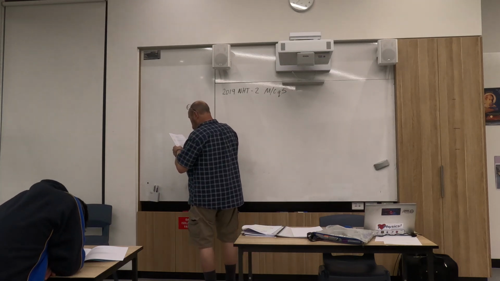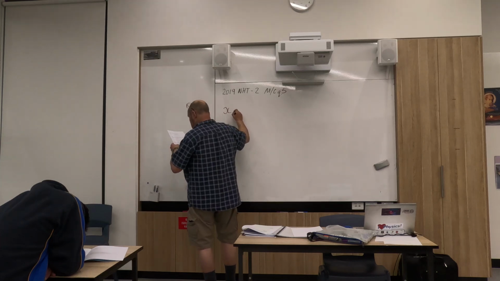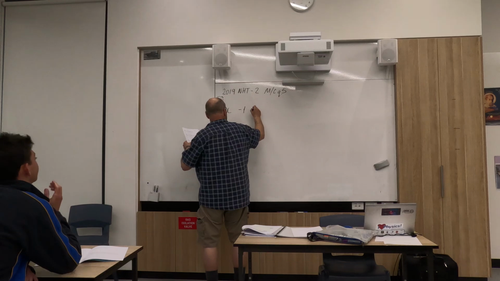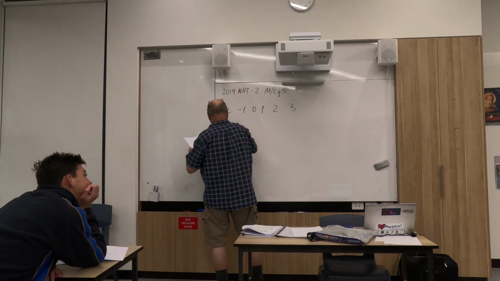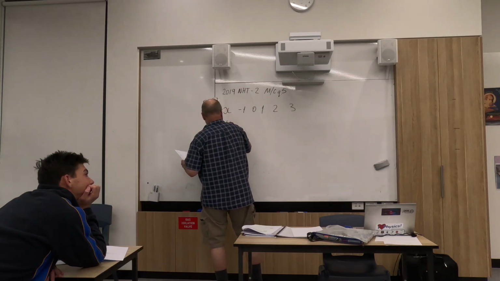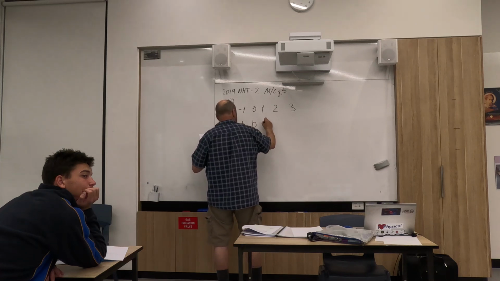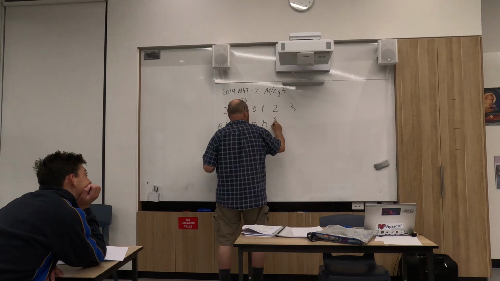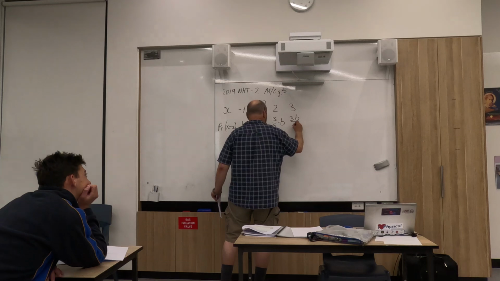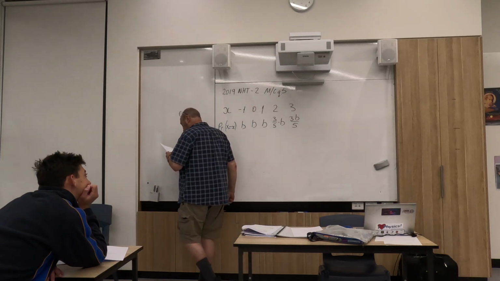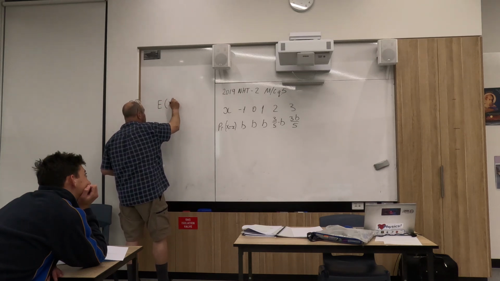Consider the probability distribution for a discrete random variable shown in the table below. X takes the values -1, 0, 1, 2, 3. The probability of X equals x is b, b, b, 3/5 minus b, and 3b/5. The question is: find the value of E(X), the expected value.